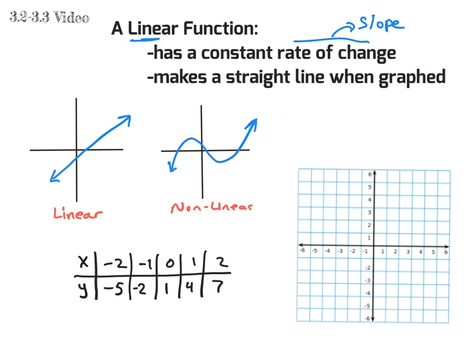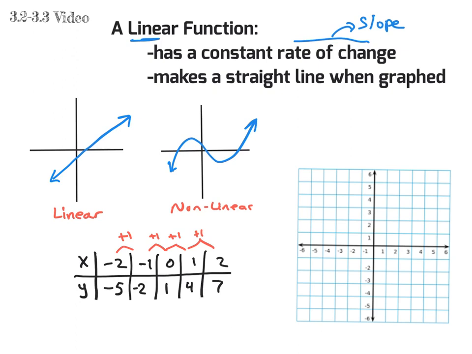So we look at how the x values are changing, and the x values from -2 to -1 went up 1. From -1 to 0 went up 1. And for each of these, the x values keep going up by 1. That's constant. It's not changing. All right. But in order for this to be linear, we need the y values to also go up by the same amount every time.